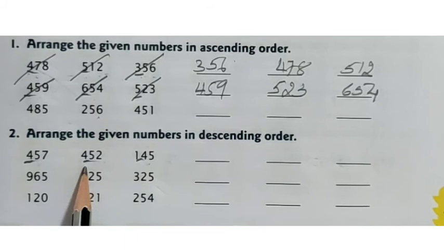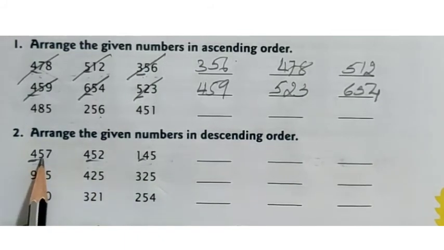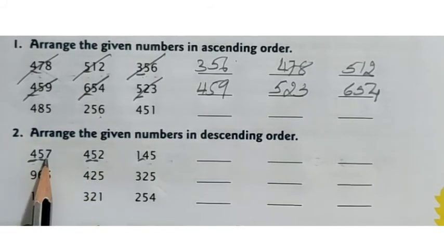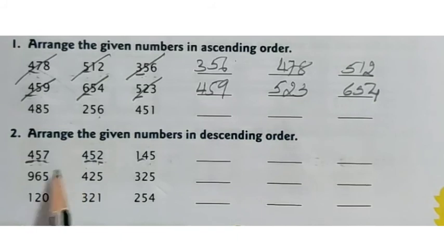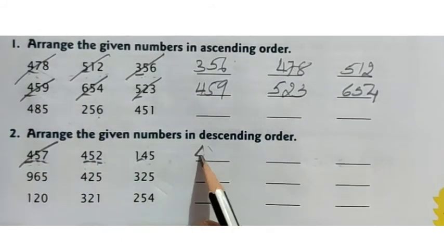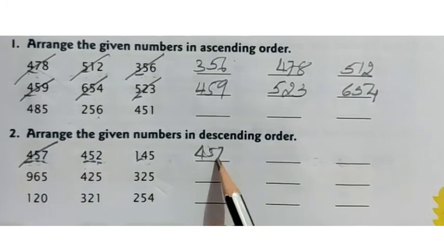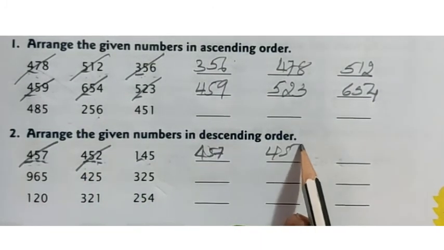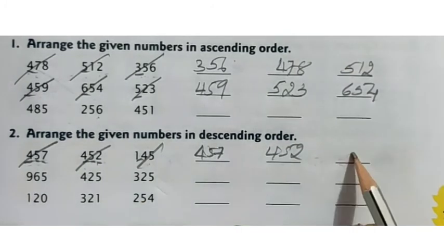4 is big, but we have two 4s here, so compare the tens place. Here it is 5 and 5, both are the same. So now compare the ones place. Here it is 7 and here it is 2. So 7 is big. 457 is the first big number. Next is 452, and last is 145.